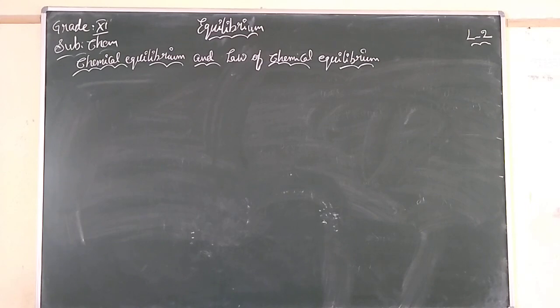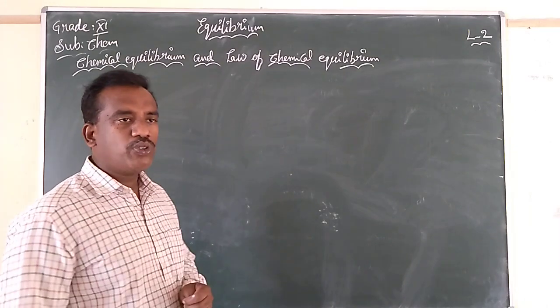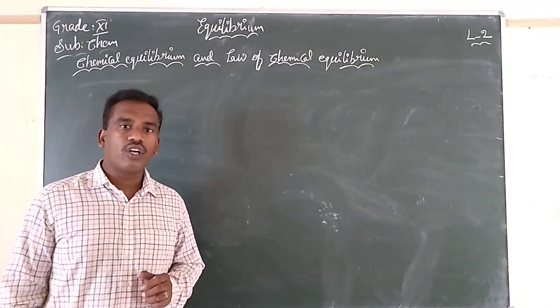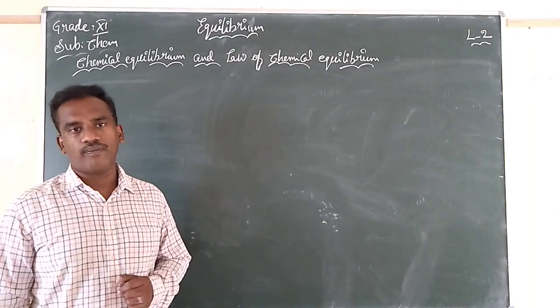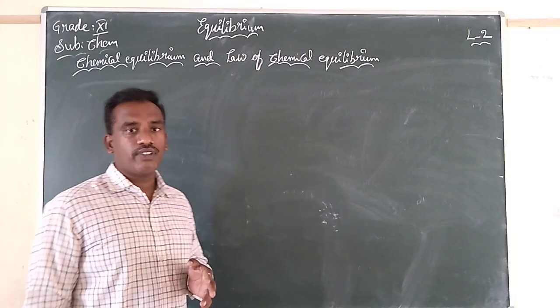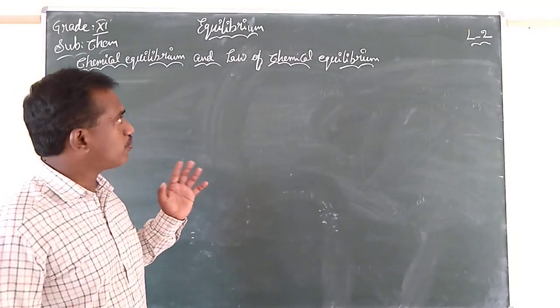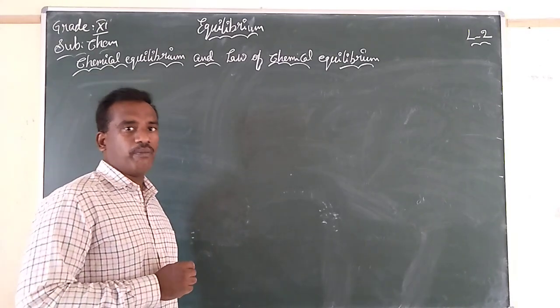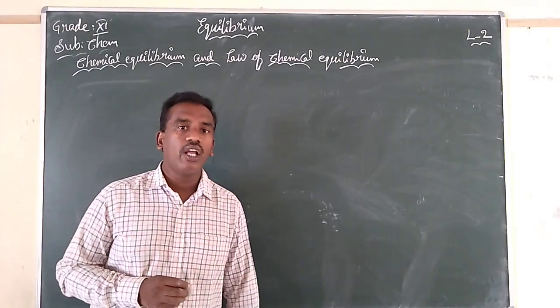Up to now we had learned about the physical equilibrium. Now we are learning about the concept called chemical equilibrium. From here our actual concept starts. Not only with this, we are also going to learn one more point that is called the law of chemical equilibrium.